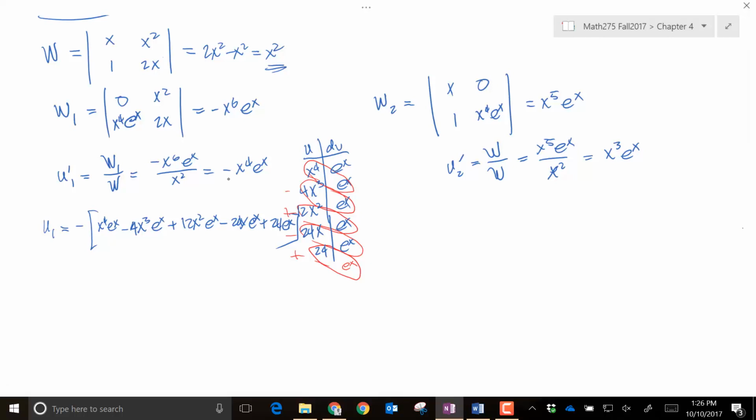Okay. And so u2 will be similar. What is it? It's going to be x cubed e to the x minus 3x squared e to the x plus 6x e to the x plus 6 e to the x.